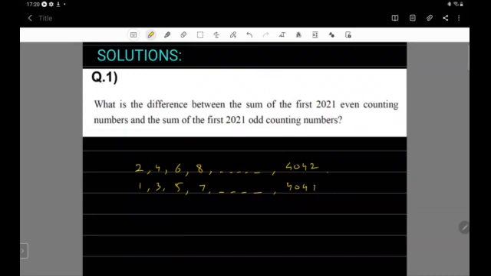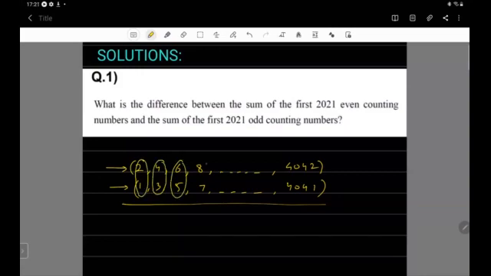Now my task is to add all of these numbers separately and then subtract. Well, I can do that. I know arithmetic progression, but there could be a better approach. We have to add all the numbers in this group, add all the numbers in this group, and then subtract. But what if I do it pairwise? Even minus odd, even minus odd, even minus odd. If you subtract these numbers, you will get 1 every time.